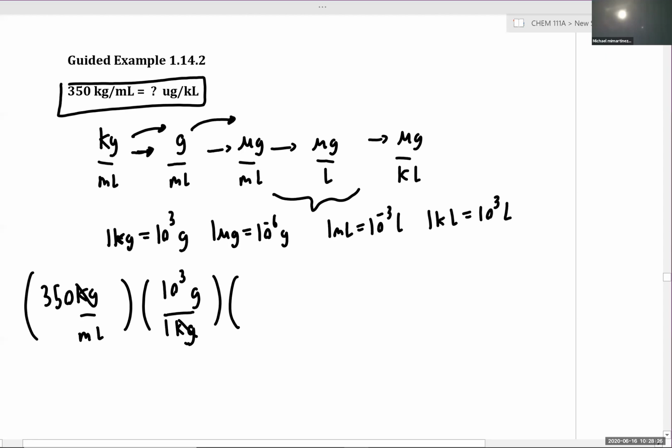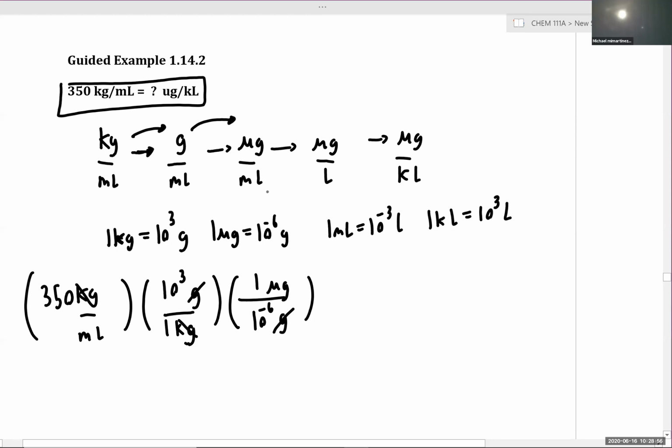Next, we're going from grams to micrograms. So what unit needs to be on top in this case? Micrograms, exactly. So we know in 1 microgram, we have 10 to the negative 6 grams. Grams cancel. We're left with units of micrograms. Our first part is done.